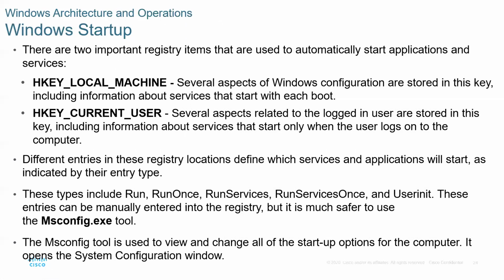So different entities within this registry locations define which services and applications will start, as indicated by their entry type. There's different types or levels of entries. For example, they could be run once, run services once, or user initiated or user init. These entries can be manually entered into the registry, but it is much safer to use the msconfig tool. And you guys will do this a little bit in your labs. So the msconfig tool is used to view and change the startup of all options for the computer. It opens the system configuration window.